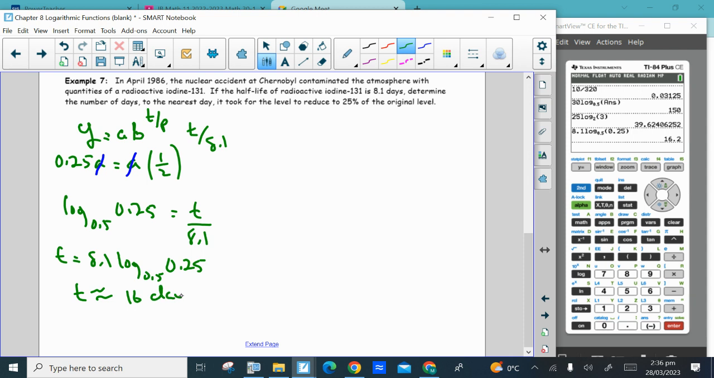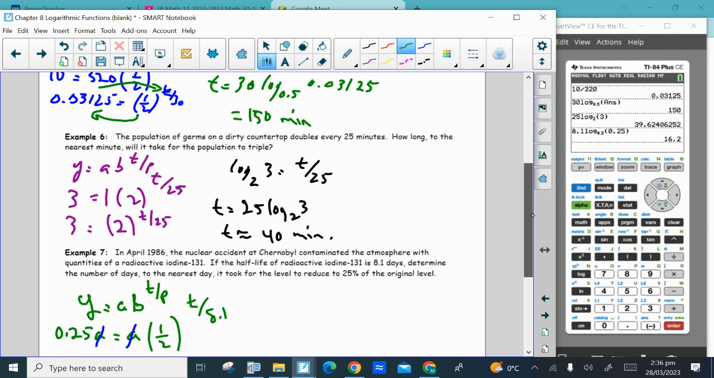Remember that t and the half-life are in the same unit. The half-life is in days, so the time would be in days as well. In the last one, we weren't given what A was, but we were told we wanted to see how long it took so that there was 25% of what you started with.